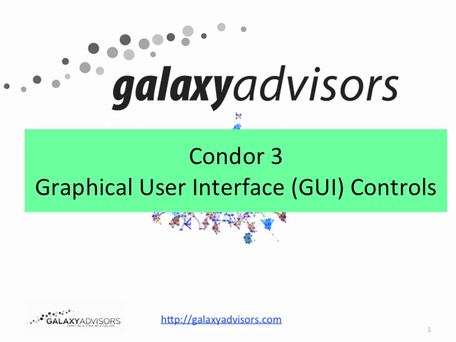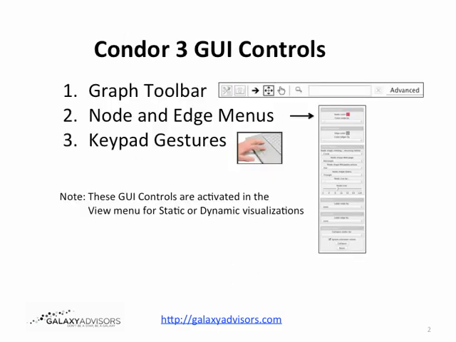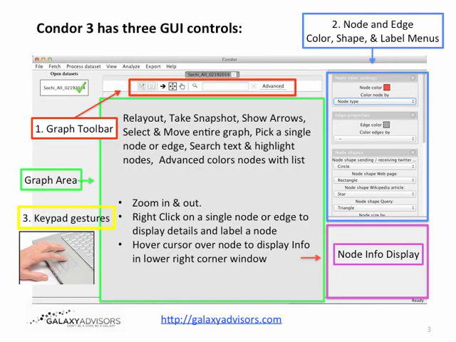The purpose of this video is to explain the graphical user interface, or GUI, controls for Condor 3. Condor 3 has three GUI controls. First, a graph toolbar. Second, node and edge menus. And third, keypad gestures. The important thing to know is that these GUI controls are activated in the view menu for our static or dynamic visualizations.